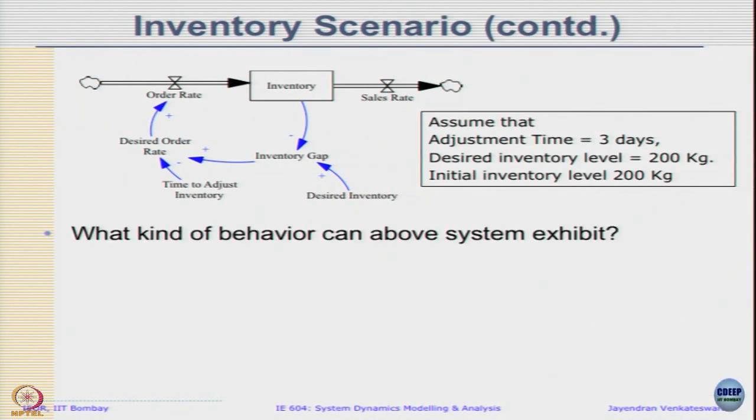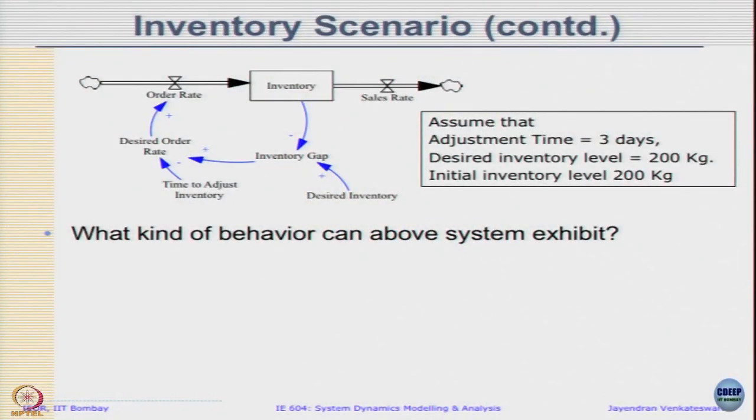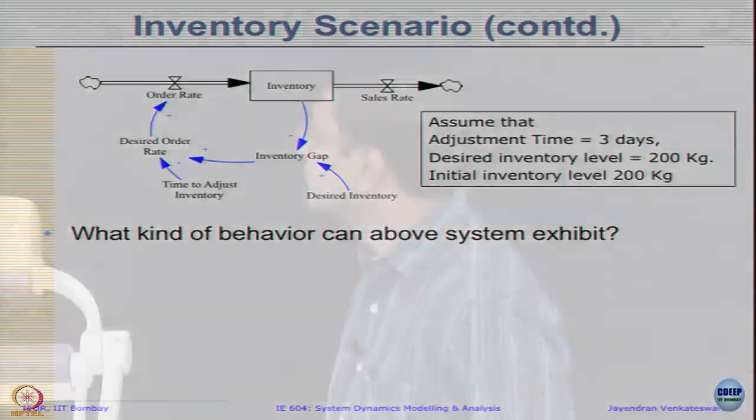What kind of behavior can the above system exhibit? This is a first order negative feedback system. This is simple goal adjustment behavior, right? There are no table functions, there is no complexity. Inventory gap is nothing but the difference between desired inventory and inventory. Desired order rate is inventory gap divided by time to adjust inventory, which you might have guessed based on the variable names as well as the causal links. And order rate can simply be set equal to desired order rate.